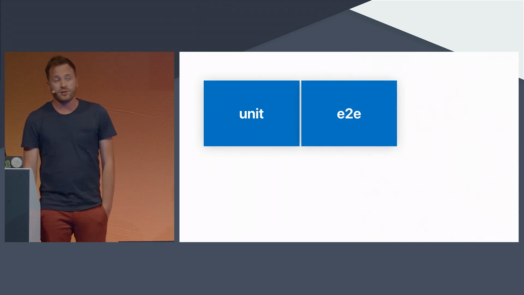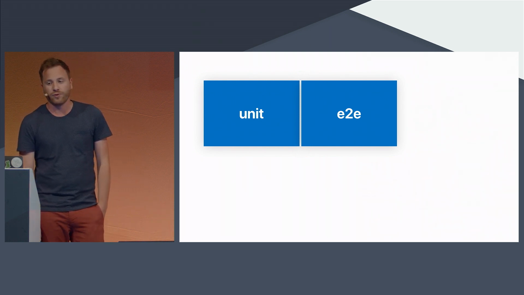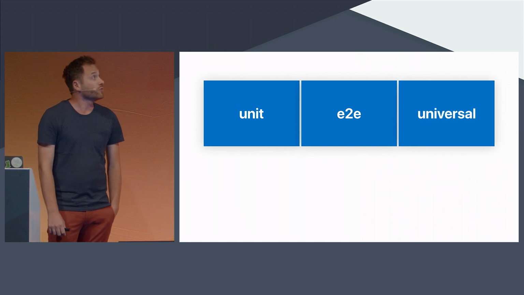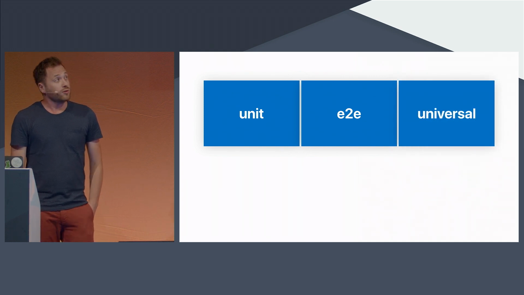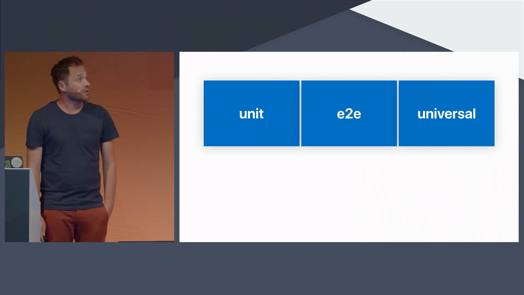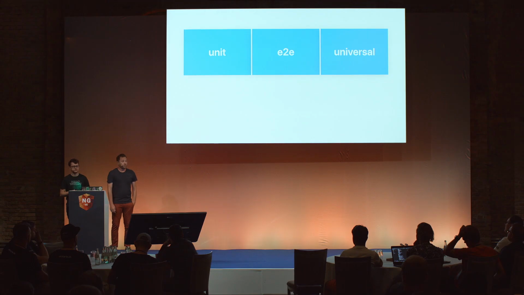But we quickly noticed we also want to test if our components are actually platform independent, so we added universal testing to the pipeline. This universal testing suite basically just renders every component in a Node.js environment via Angular Universal, and if a component can't be rendered, the pipeline fails.